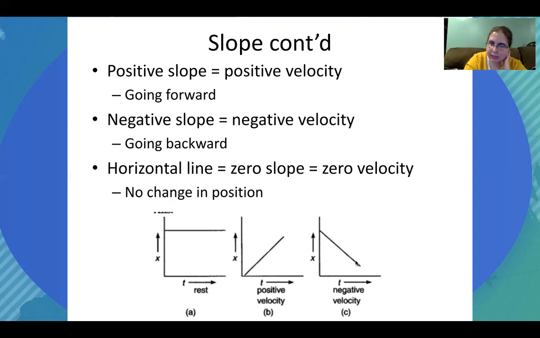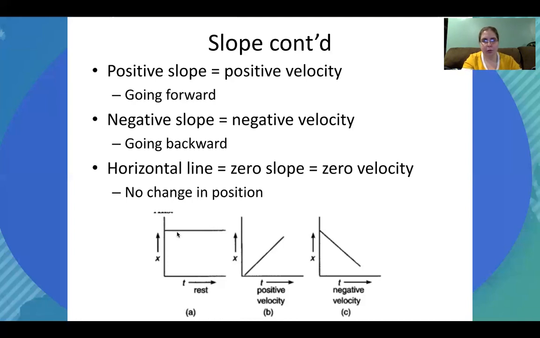However, if you have a negative velocity, like this, or negative slope, it means negative velocity. Essentially means you're going backwards towards the starting position. Which makes sense because as time goes by, notice the displacement is getting smaller and smaller. So that means that you are getting closer to the original starting position.